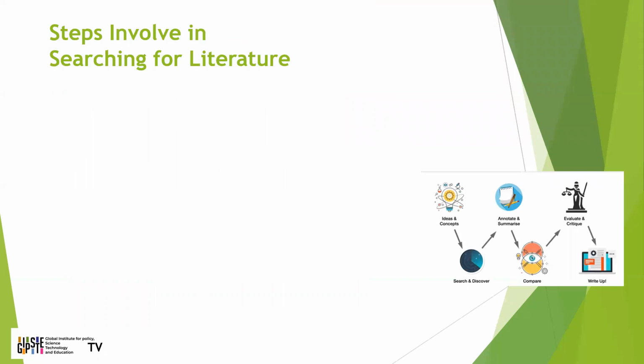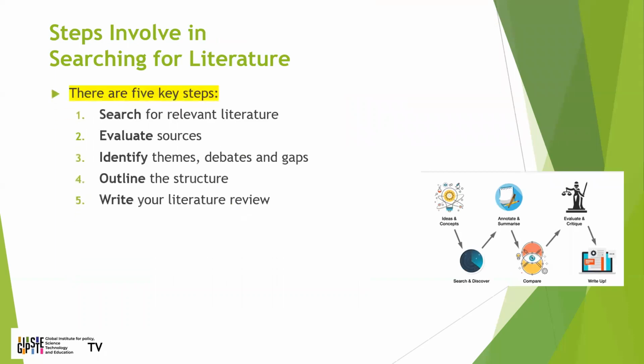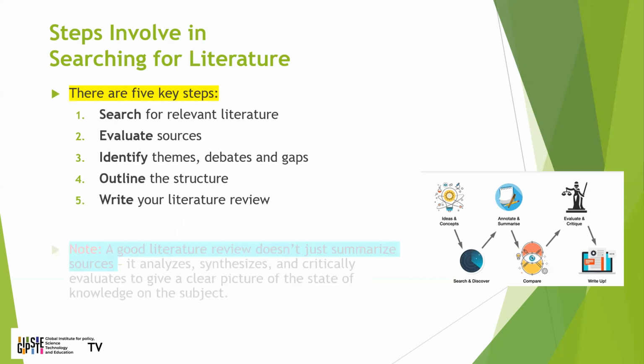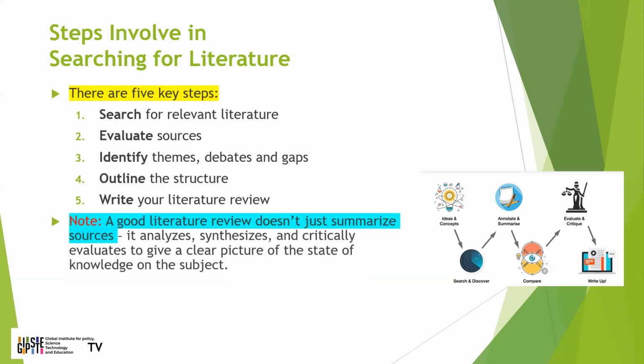Let's look at some of the steps involved in searching for literature. There are 5 steps. The first step is search for relevant or related literature. Second is evaluate the sources. The third is identify themes, debates, and gaps. And the fourth is outline the structure. And the last step is to write your literature review.